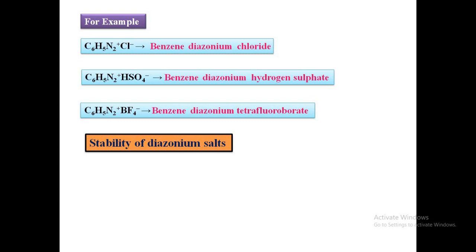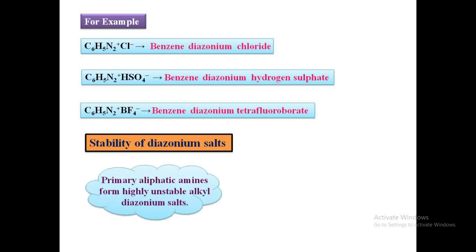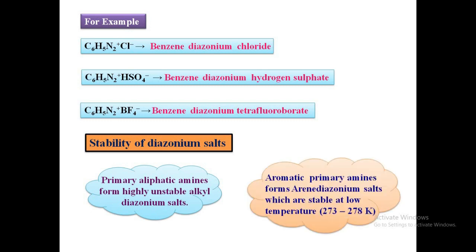Primary aliphatic amines form highly unstable alkyl diazonium salts, whereas aromatic primary amines form arene diazonium salts which are stable at very low temperatures, that is between 273 to 278 Kelvin, which is 0 to 5 degree Celsius. The stability of benzene diazonium ion can be explained on the basis of resonance.